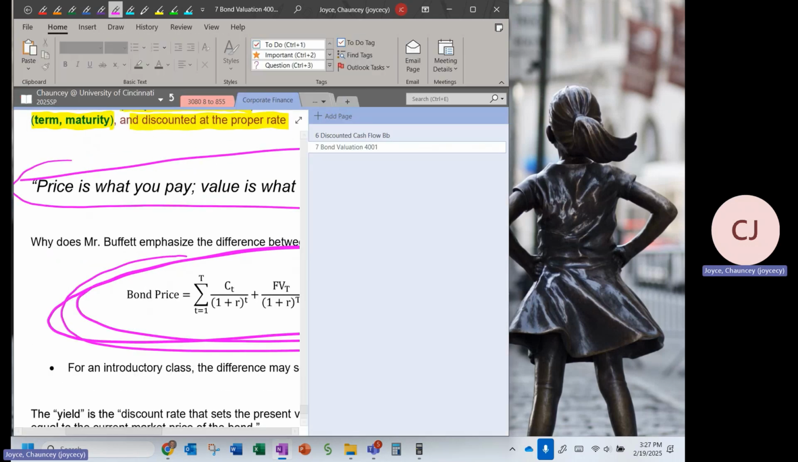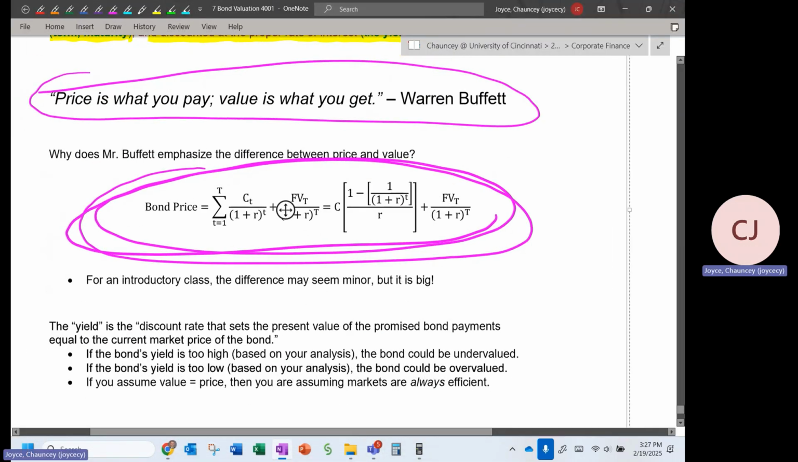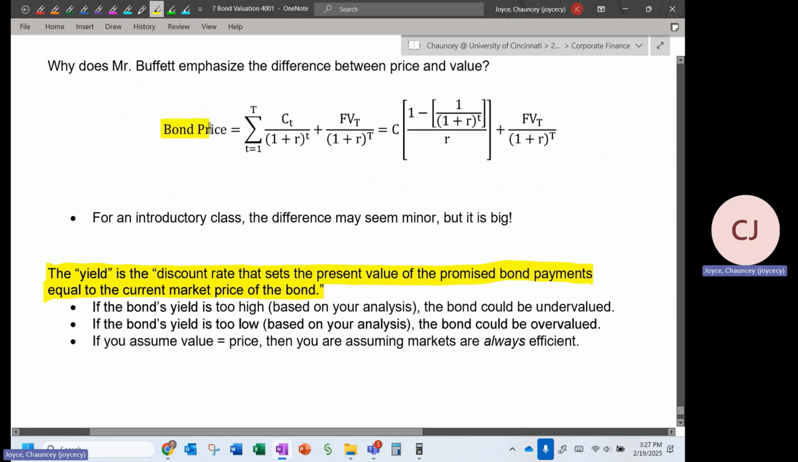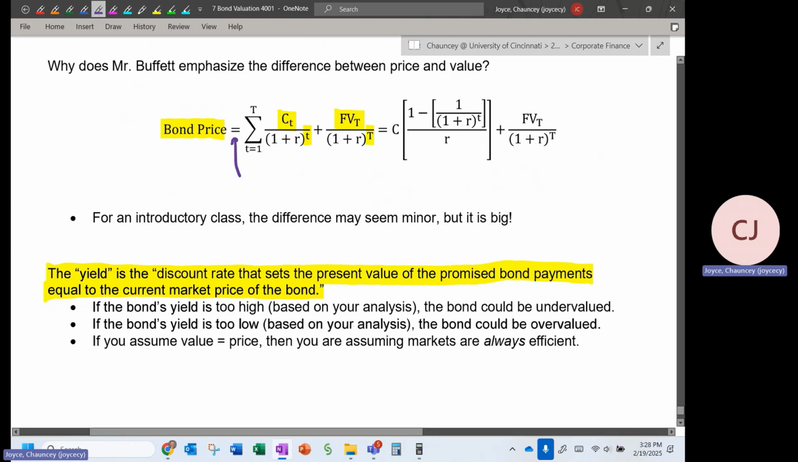I'm going to zoom in just so I can make sure you see this. So the yield is the discount rate that sets the present value of the promised bond payments equal to the current market price of the bond. So remember, we can observe the bond price, we can observe the coupon rate that will determine the coupon payment, and we can observe face value, and we can observe time. So the yield to maturity is that rate that sets this equality right there.